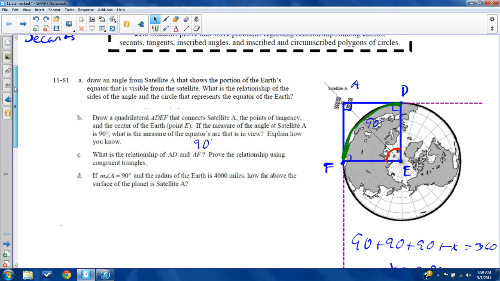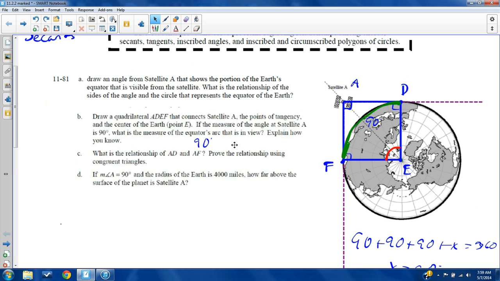Okay, what's the relationship of AD and AF? Prove the relationship using congruent triangles. So this will be an important concept that we'll talk about. First, I'll do the proof, and then we'll say what that means in the end. But here's what we are talking about.